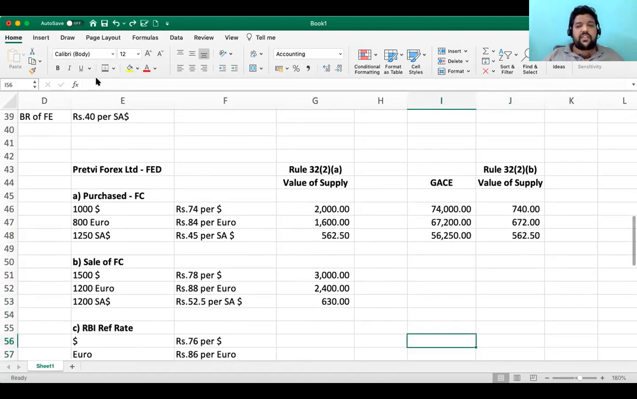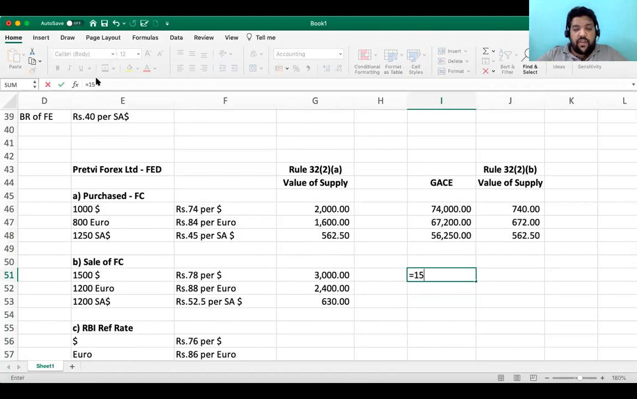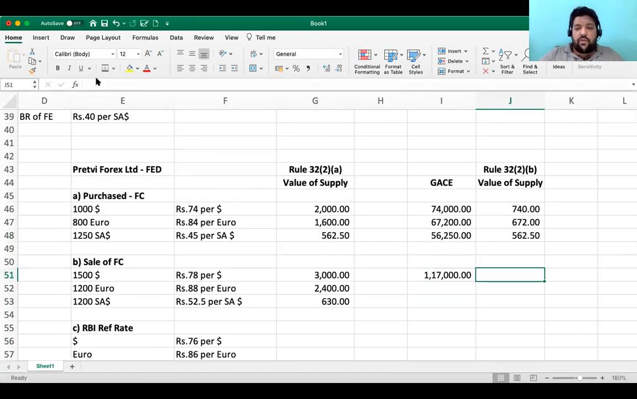Similarly, you have to work out the sale of foreign currency, which will be $1,500 into 78. Again, you'll get a number. Here, look, you are crossing 1 lakh. So for the first 1 lakh, 1,000, plus for the balance amount, 17,000 into 0.5%. Are you able to appreciate this discussion? I'm sure all of you could understand how you got 1085. For the first 1 lakh, 1,000 plus 17,000 into 0.5%. True?